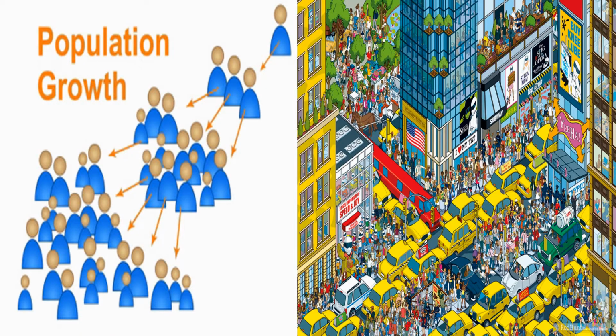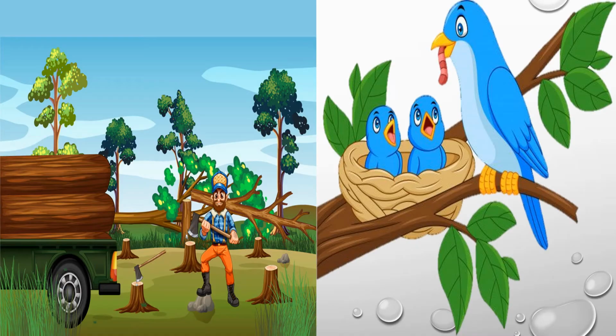So, the population in the cities began to grow and started getting crowded. Now, because of this, there were not enough houses for everybody to stay. People started cutting down trees to make space to build new houses, because of which birds find it difficult to build their nest.